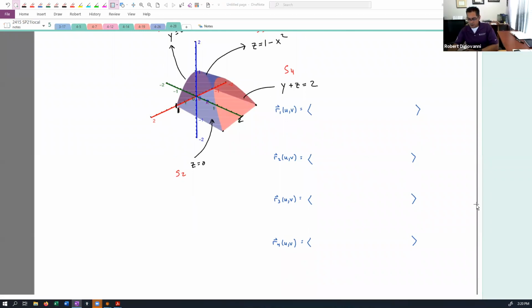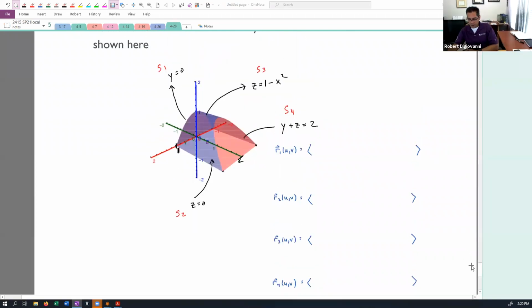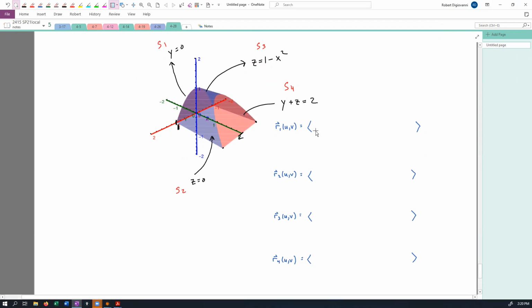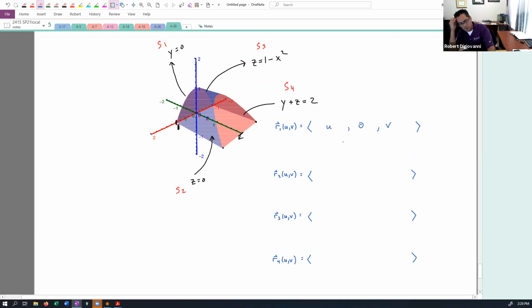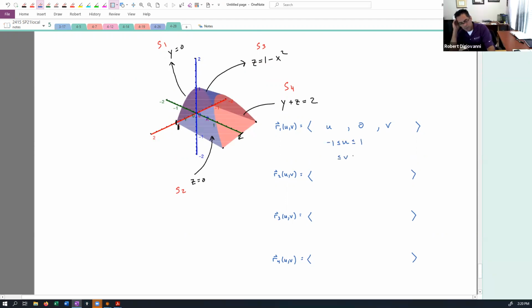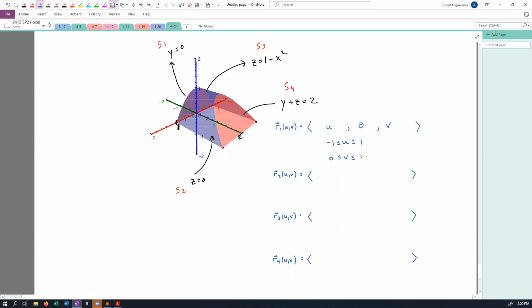Okay, I think that's about enough time, as much time as we can take on this. All right, so who wants to give me the vector function for surface 1? Would it be u, 0, v? We bound u between -1 and +1, and we bound v between 0 and 1 minus u squared. Okay, so you said u between where? -1 and +1. And v between where? 0 and 1 minus u squared.